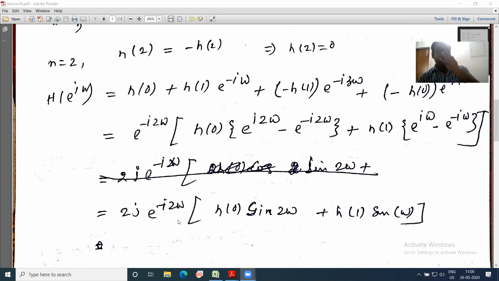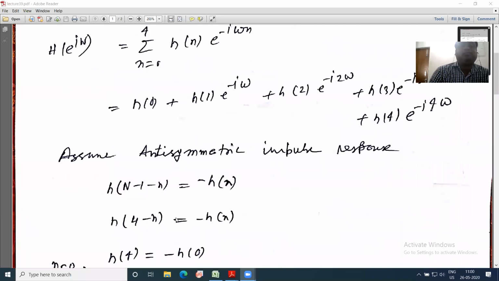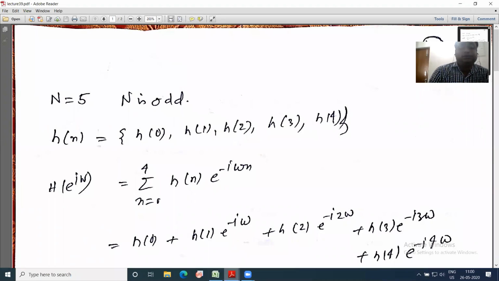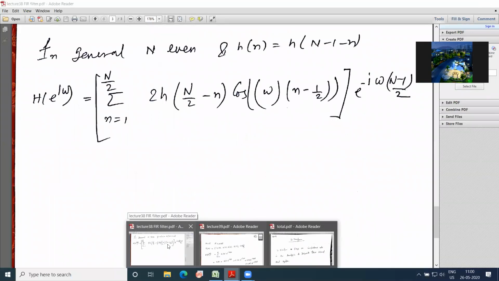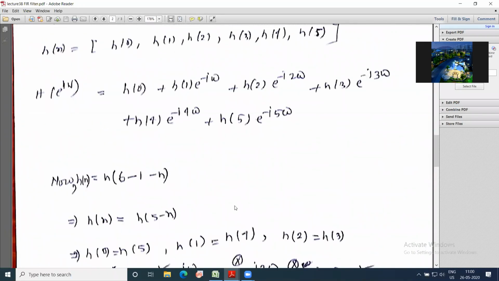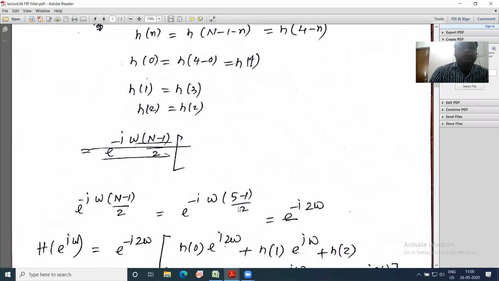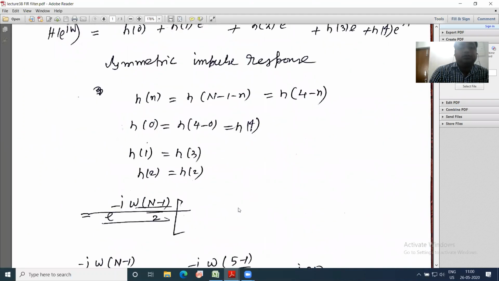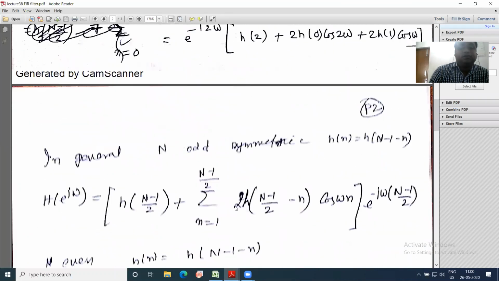So what will the summation be? Tell me. Summation, what will be the summation? If you see here, n equal to 1 to n minus 1 by 2. Suppose this term is 0. If this term is 0, then n equal to 1 to n minus 1 by 2.